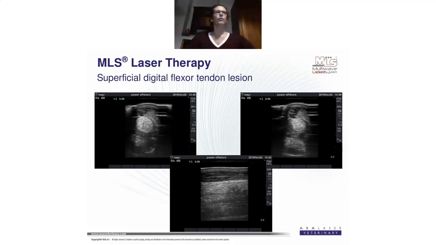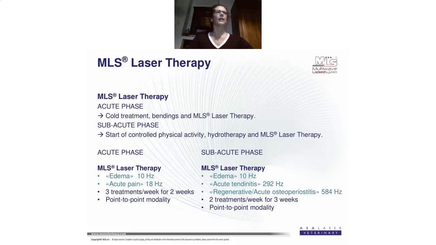Now we go to a superficial digital flexor tendon lesion. Here we have a peripheral lesion in this superficial flexor tendon. Again, in the acute phase, protocols are for pain and edema, acute pain, cold treatment, bandaging, and so on. 3 treatments per week for 2 weeks, point-to-point modality.